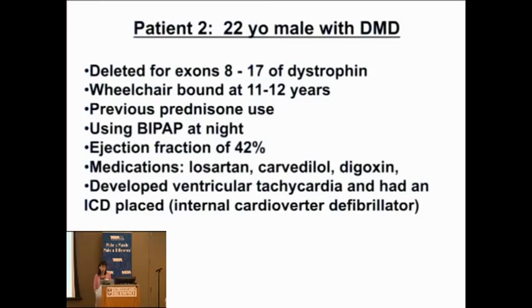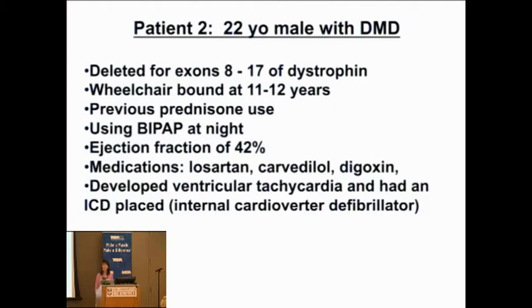So the next patient I want to talk to you about is actually one of my Duchenne patients. He has a deletion in dystrophin. He started using a wheelchair full-time around the age of 11 to 12, had used prednisone in the past, was using his BiPAP at night. His ejection fraction was around 40%, and he was using losartan, which is the cousin medication of the ACE inhibitor, the angiotensin receptor blocker, carvedilol, which is a beta blocker, and digoxin, which is another medicine that we use for heart failure, and he developed ventricular tachycardia.